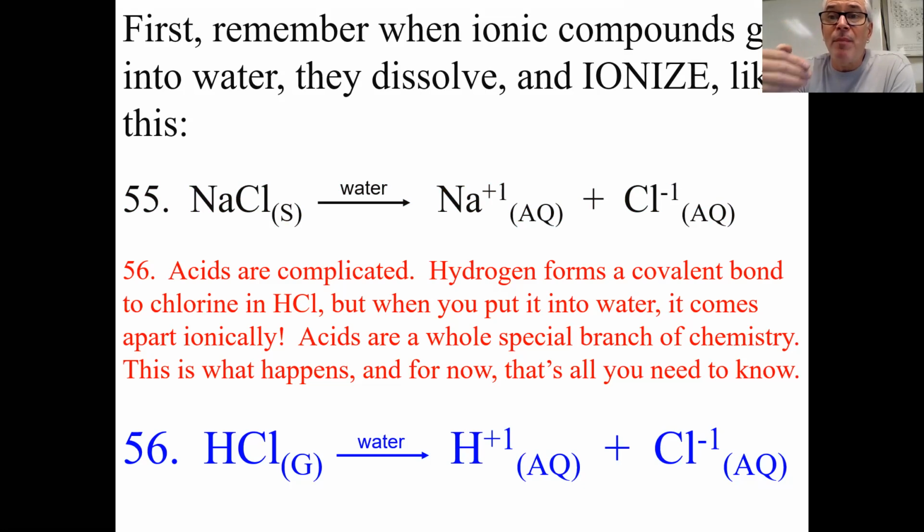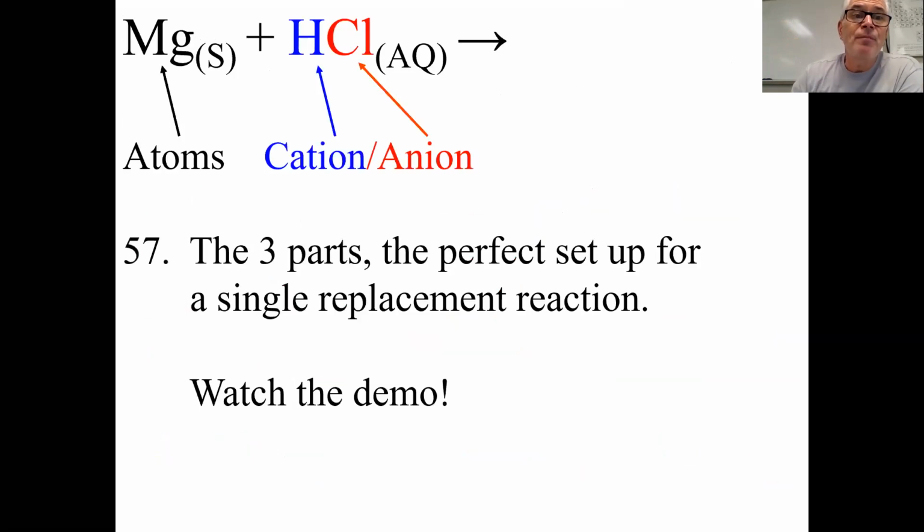So if we were to put magnesium into an acid solution like hydrochloric acid, this is what it's going to look like. The atoms of magnesium are going to go into the water, and the water has hydrogen ions and chloride anions. It's an aqueous solution. There's three parts: magnesium, hydrogen, and chlorine. Three parts, the perfect setup.